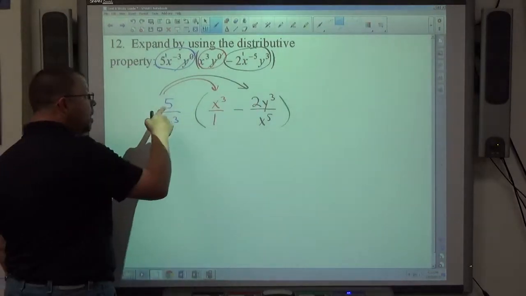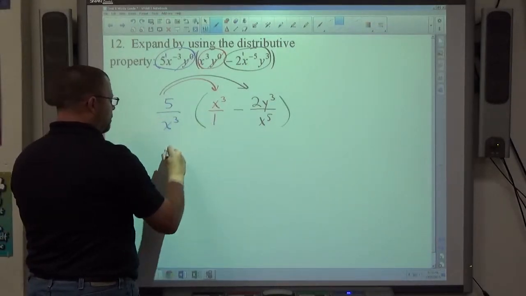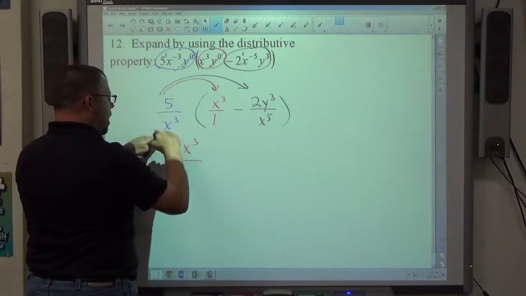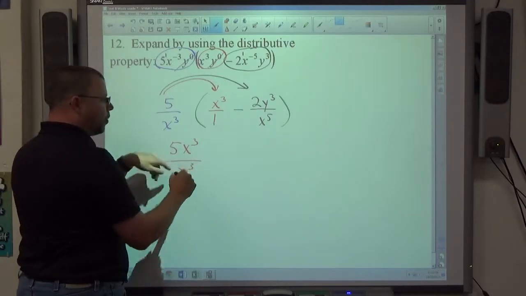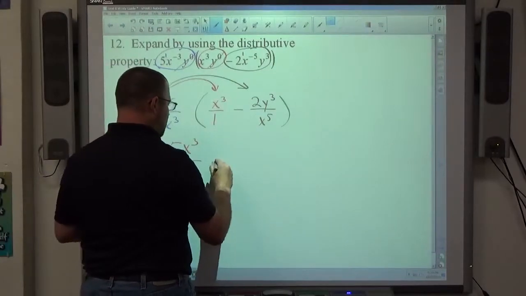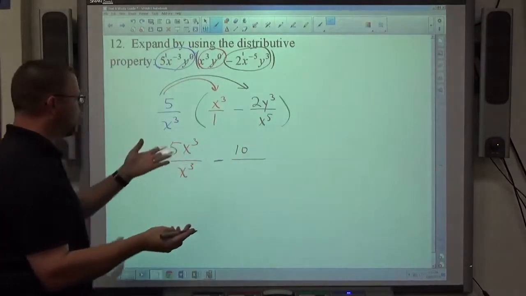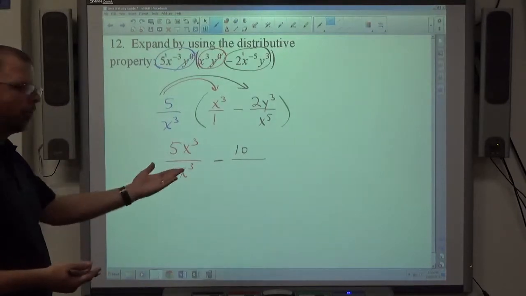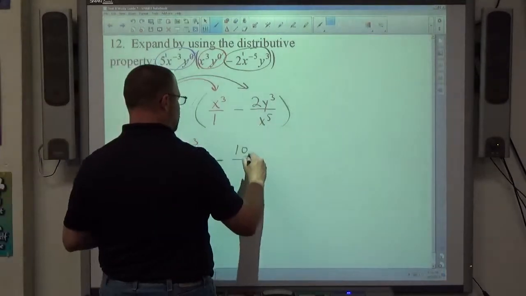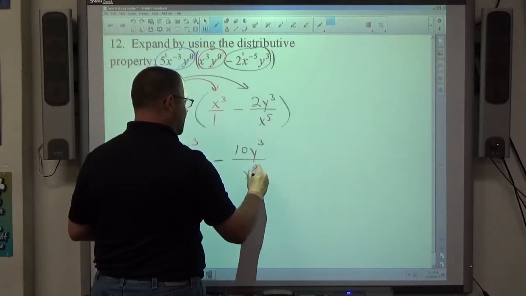So top times top, when I multiply fractions, that's how you multiply. Top times top is 5x cubed. Bottom times bottom is x cubed. I know it reduces, we'll worry about that in a minute. 5 times negative 2 makes negative 10. So notice it becomes subtraction because of a negative product. Negative goes with subtraction. Y cubed on the top. And then x cubed times x to the 5th makes x to the 8th on the bottom.